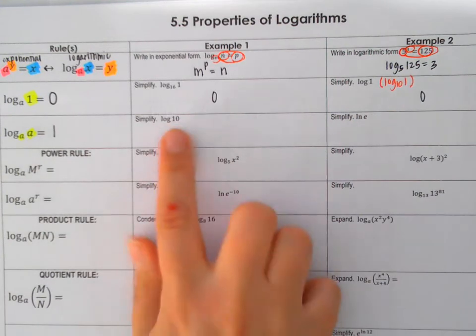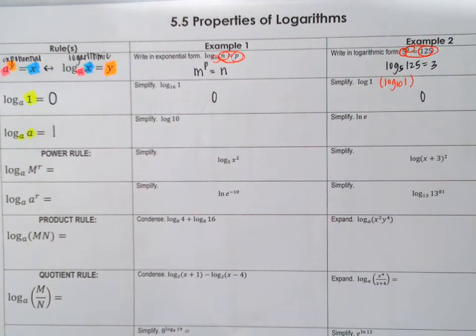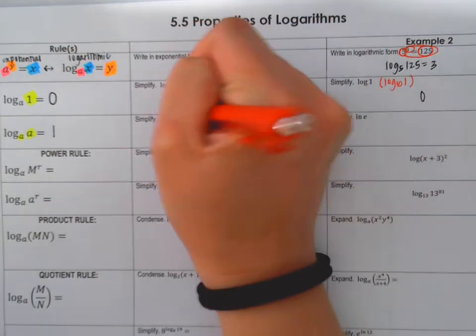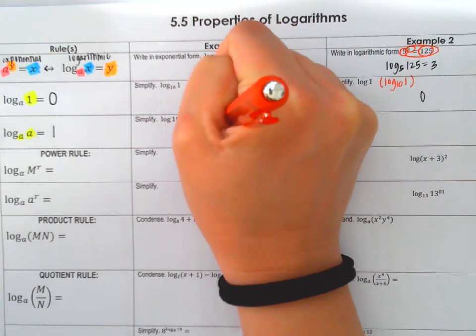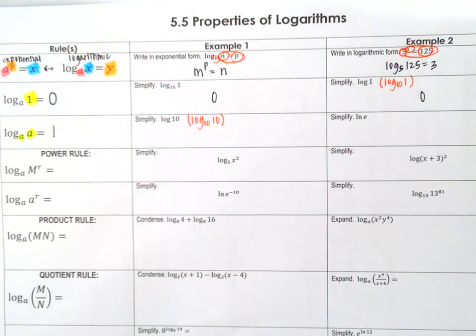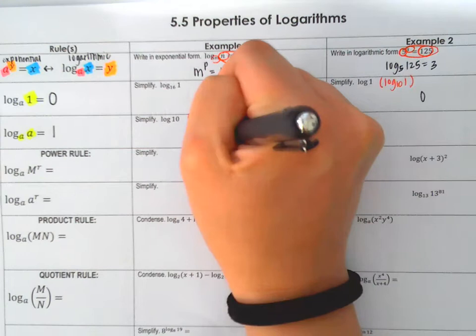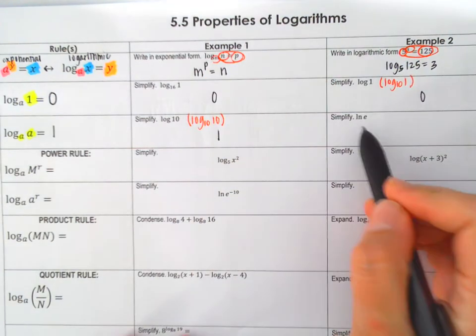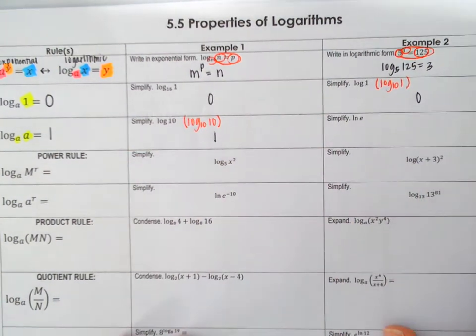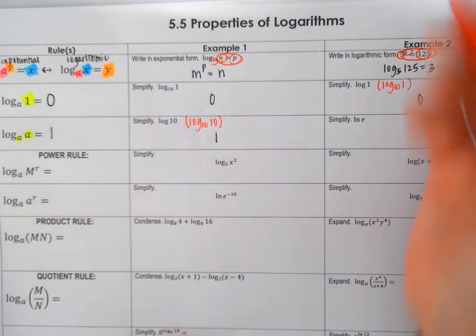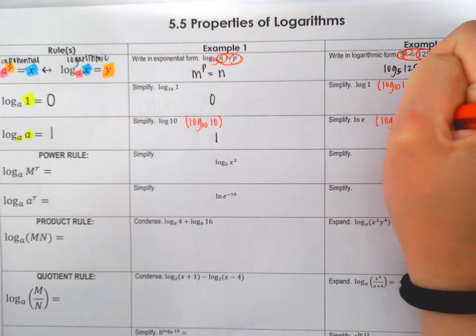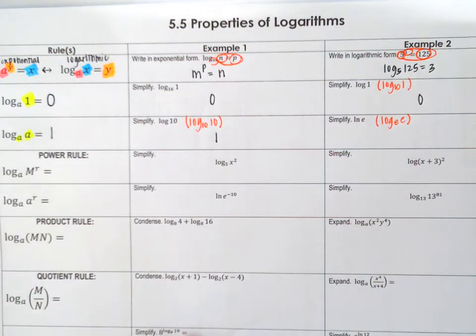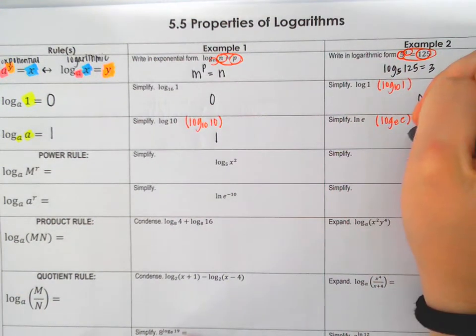Okay, again, no base. We can always assume that that has a base of 10. So remember, that's going to be log base 10 of 10. Argument, base are the same, so it's going to simplify to be 1. And then ln e. Remember, ln is log base e. Argument, base are the same. It's going to simplify to be 1.